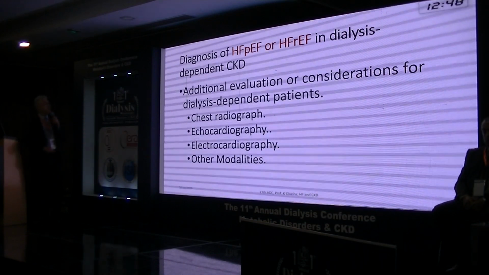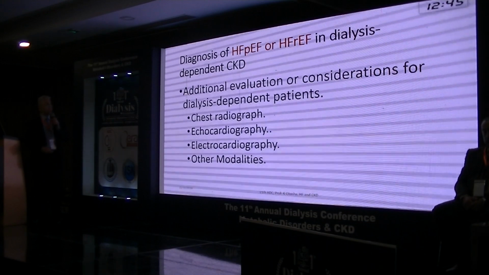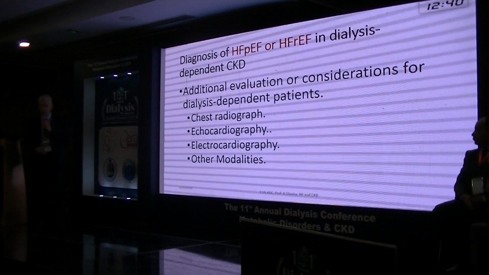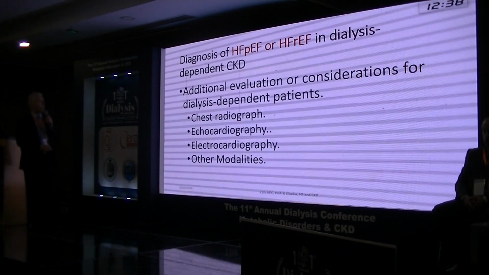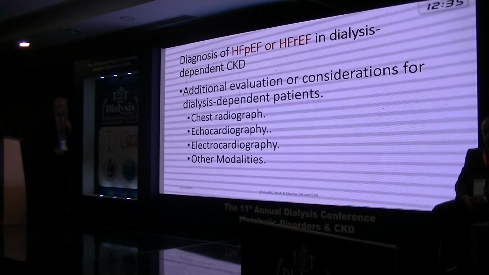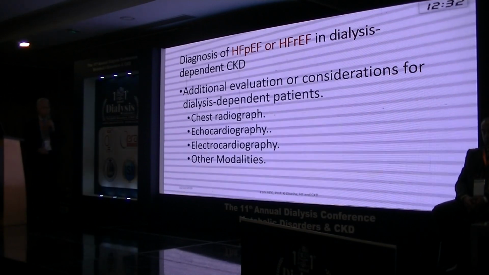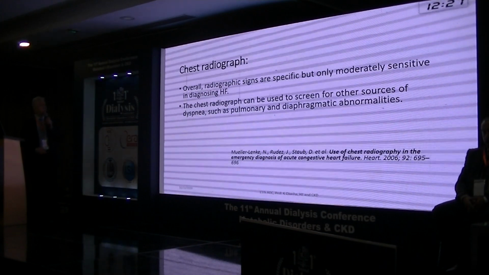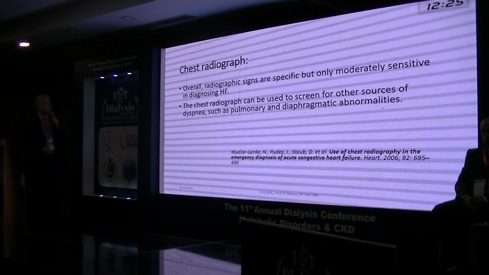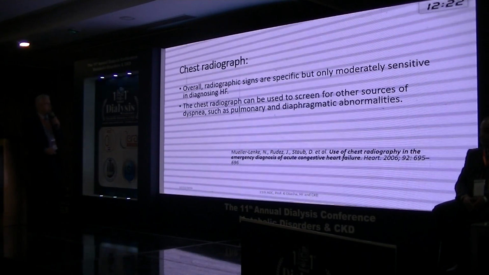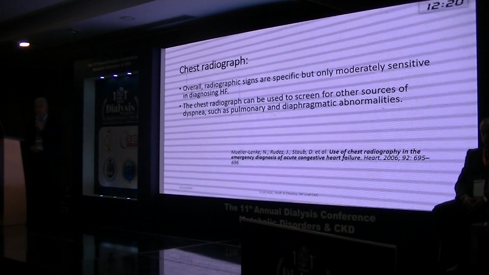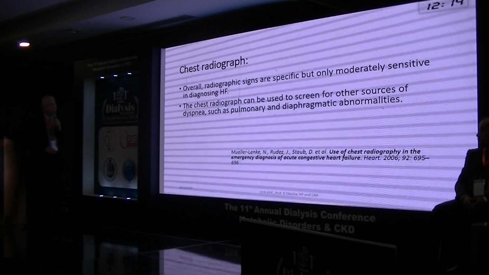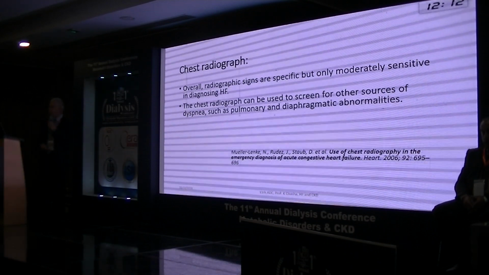There are additional evaluations or considerations for patients with preserved ejection fraction and reduced ejection fraction who are on dialysis. These tests include chest X-ray, echocardiography, and other modalities. For example, chest X-ray is somewhat sensitive in detecting volume overload, and it may be one of the very important screening measures for evaluation of heart failure among chronic kidney disease patients.